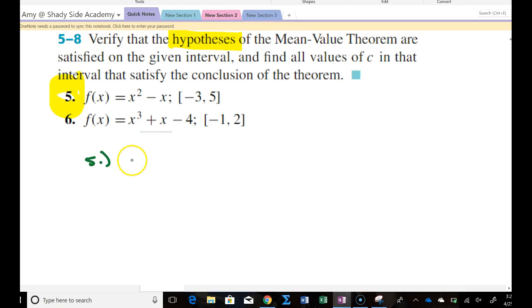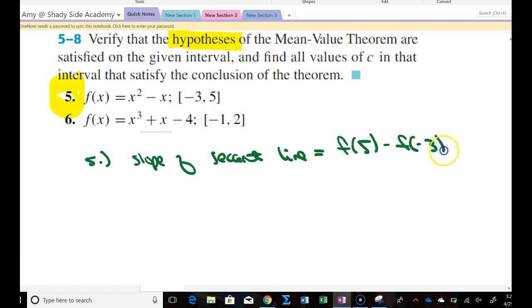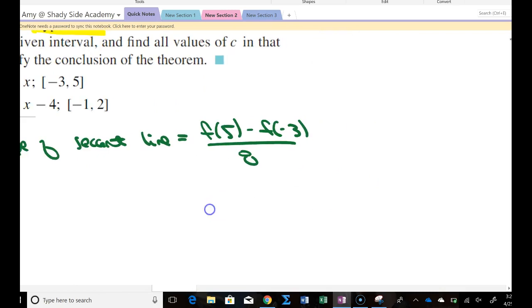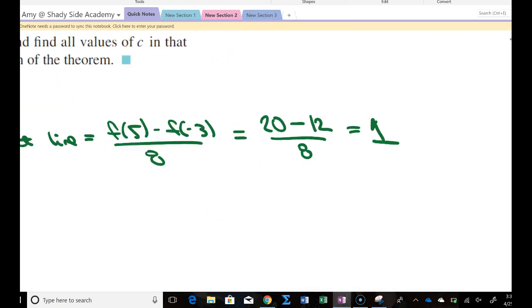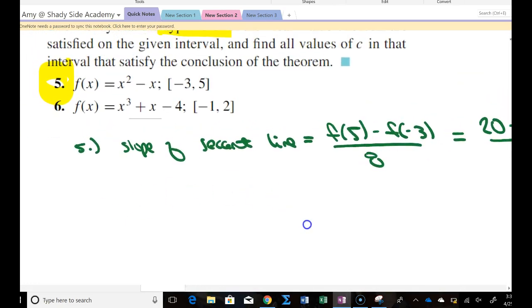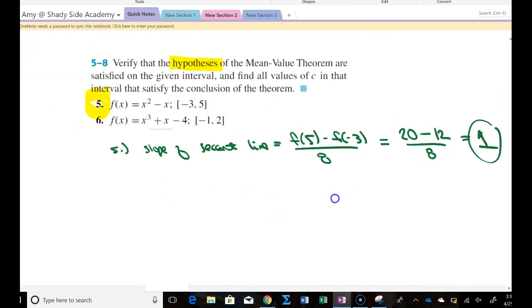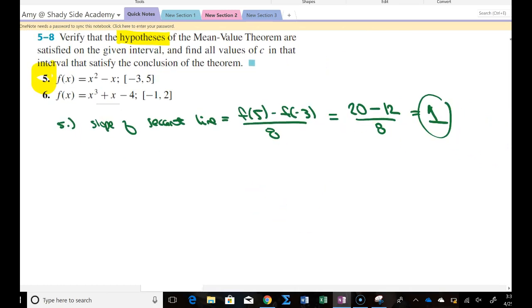I'm now going to go about finding the slope of the secant line, okay, and the slope of the secant line is going to equal f of 5 minus f of negative 3 all over 5 minus negative 3, or 8, okay? When you do that, we get 1, and that's the slope of the secant line. What we have to do is find a value of x between negative 3 and 5 such that the slope of the tangent line will equal 1.